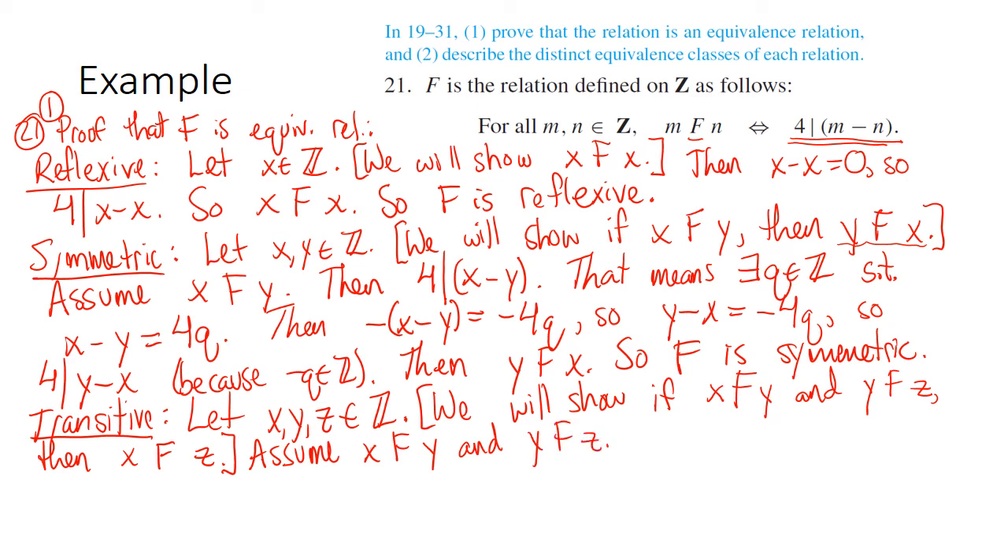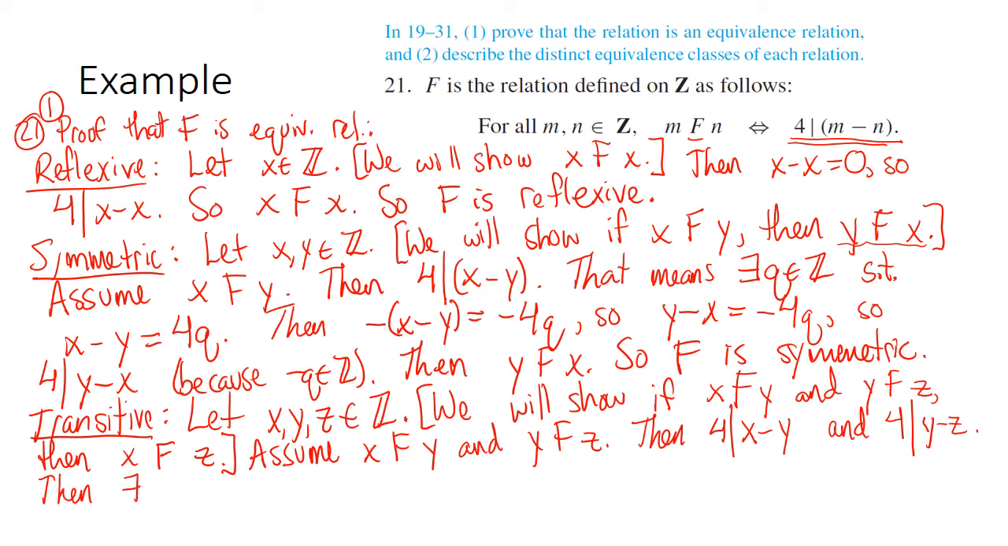What does that gain me? That means that 4 divides x minus y, and 4 divides y minus z. So if 4 divides two numbers, then it should also divide the sum of them. I think that might even be something we proved at some point. Or if you want to go into a little more detail, you could say the following.